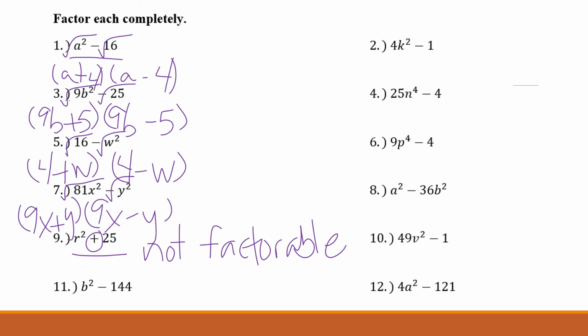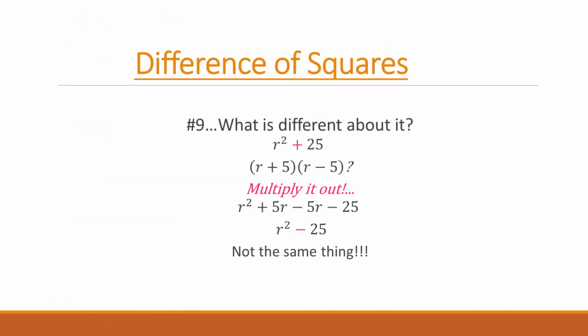Okay, and number 11 here, this one is subtraction, so I'm going to set up my parentheses. The square root of b squared is b, and the square root of 144 is 12. And 1 is adding, and 1 is subtracting. Okay? So, again, if you see that adding in the middle there, you cannot. It is not the same thing.